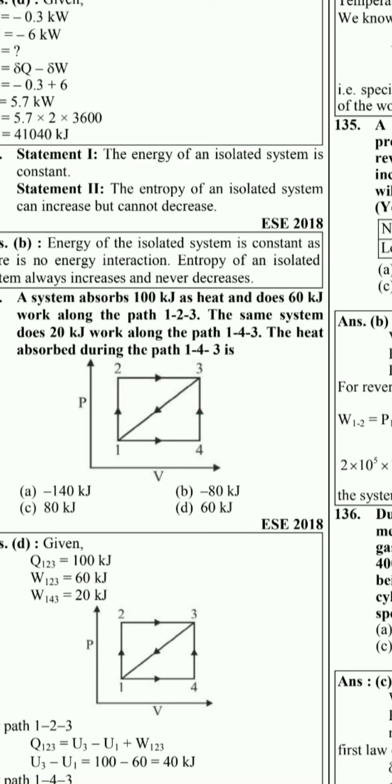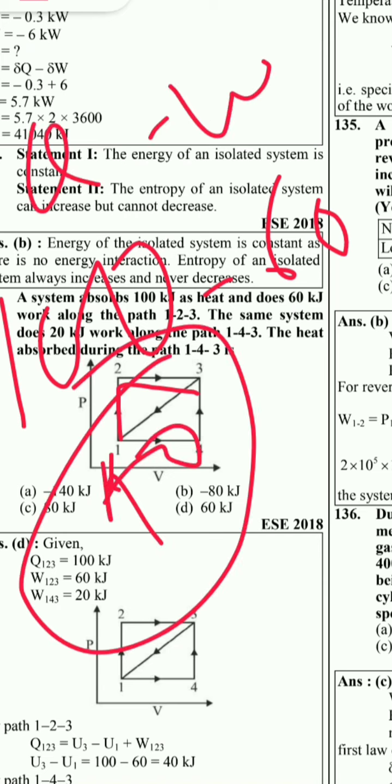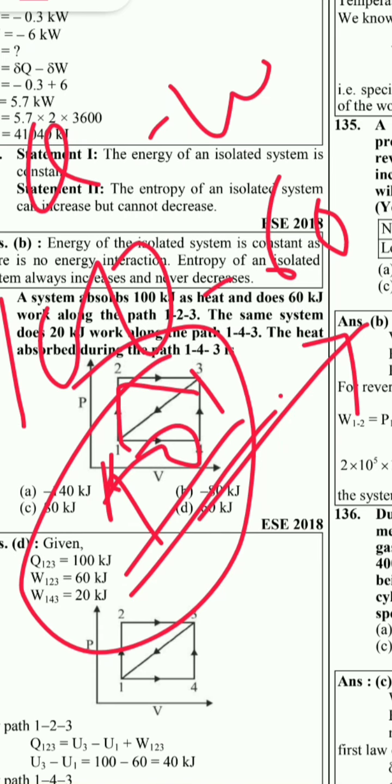So for that purpose, we first find out the change in internal energy for path 1, 2, 3. Here Q, the heat absorbed, is 100 kJ, which is positive. The system does work of 60 kJ, again positive, so Q minus W equals delta U. So the internal energy change is 40. Irrespective of path, the change in internal energy remains the same if the initial and final states, that is 1 and 3, are identical, so the internal energy change will be 40.